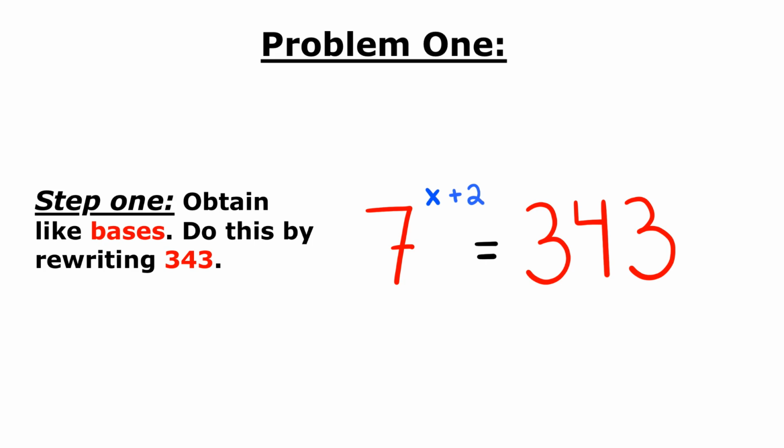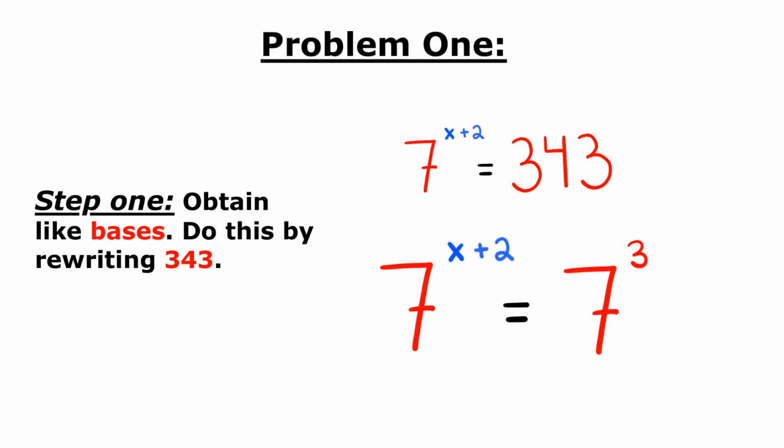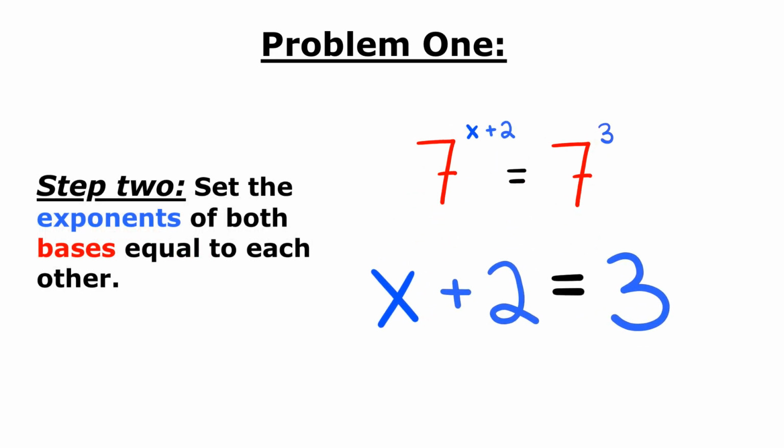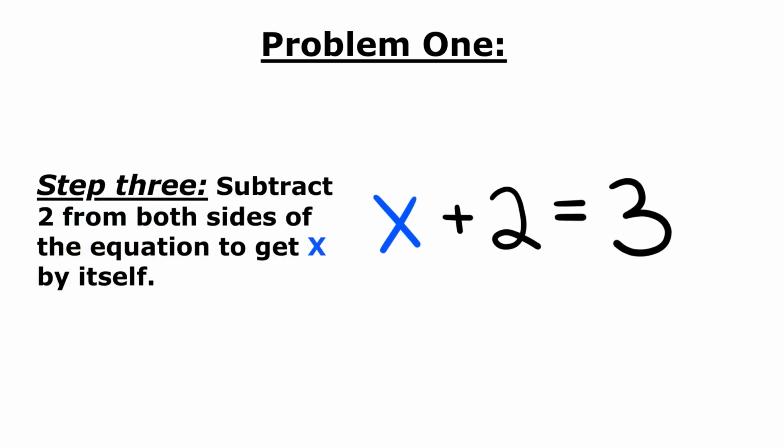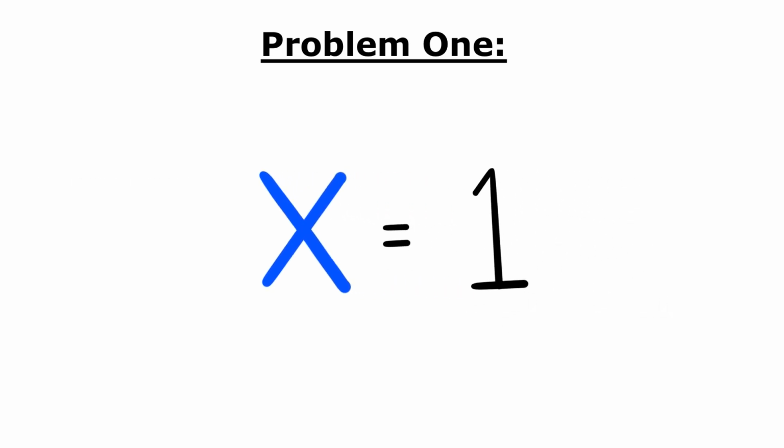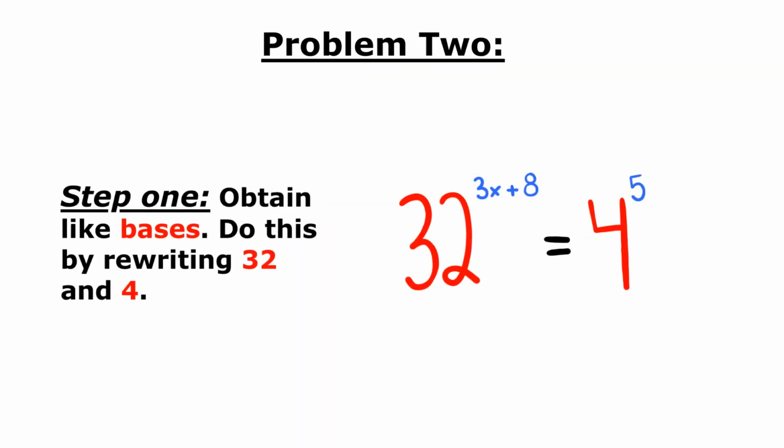Obtain like bases. This equation is pretty simple. All we have to do is rewrite 343 as 7 to the power of 3. By doing so, you can see that now both of our bases are 7. This allows us to set both of their exponents equal to each other. Now I feel so comforted to see my beautiful linear equation pop out of the muck of the exponential equation. And we can simply subtract 2 from both sides and we have x alone. And the answer here is 1. We did all that for 1. Yeah. Okay, moving right along to problem 2.